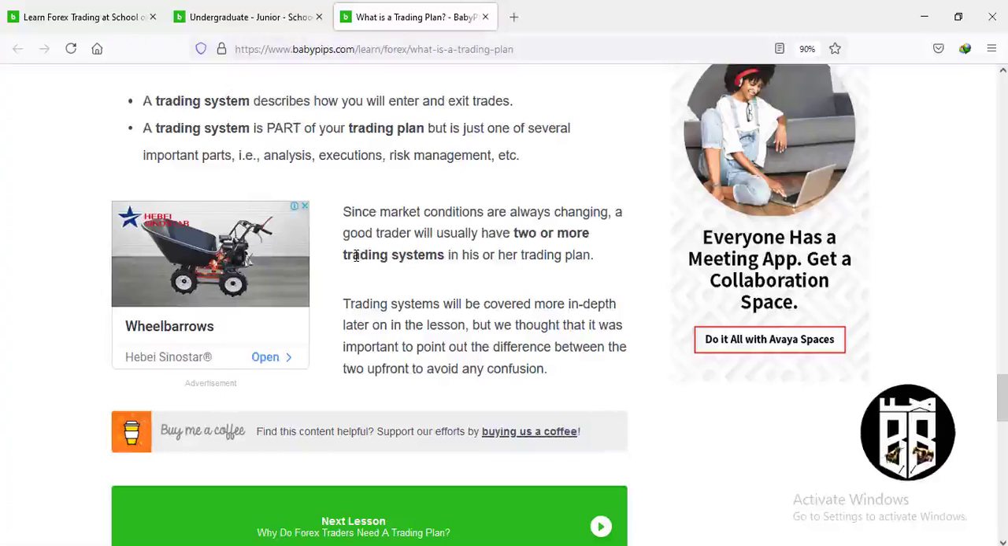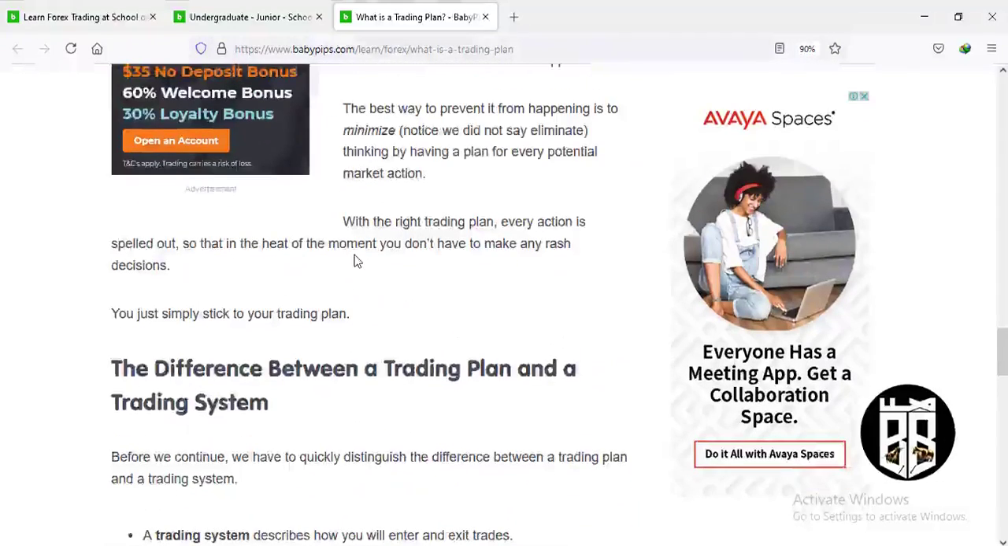Okay, you can have 2 or more. Candlestick pattern, Fibonacci, trend lines, and all that. Okay, have that. I didn't mention indicators, but you can also do that. So there are many people who use indicators. So trading system will be covered in the next lesson in depth. So for now, we have concluded what a trading plan is.